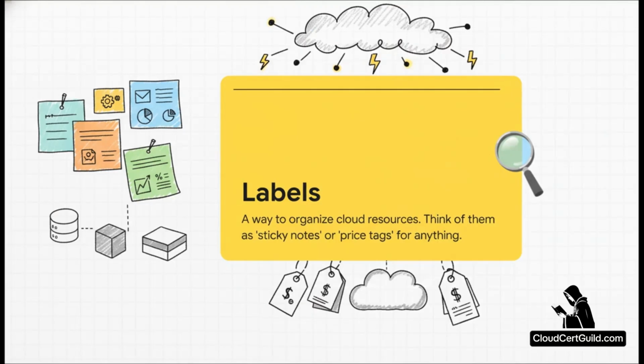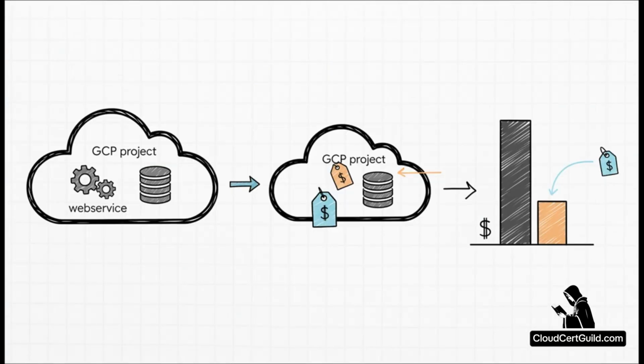The key to all this is an incredibly simple but really powerful feature called labels. Honestly, the easiest way to think about them is as digital sticky notes, or price tags. You can attach these labels to basically any cloud resource you create, a virtual machine, a storage bucket, a database, you name it.